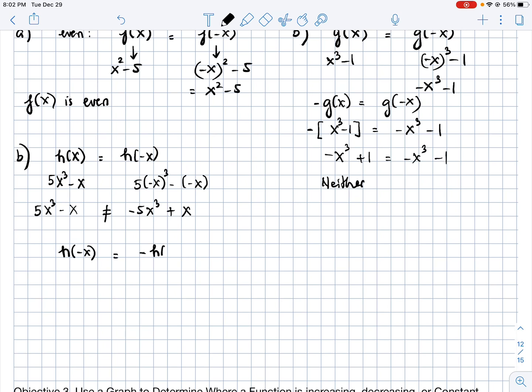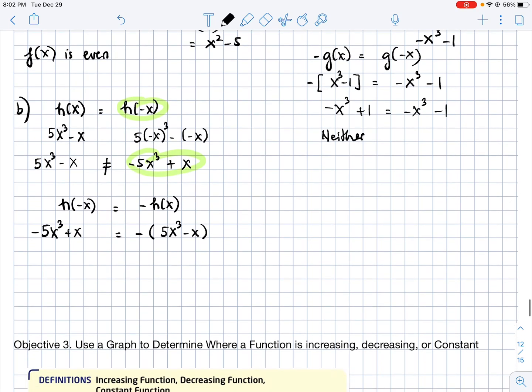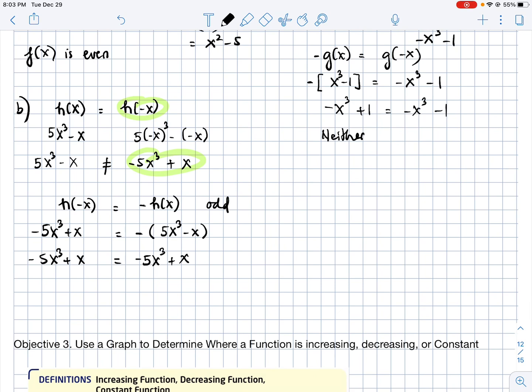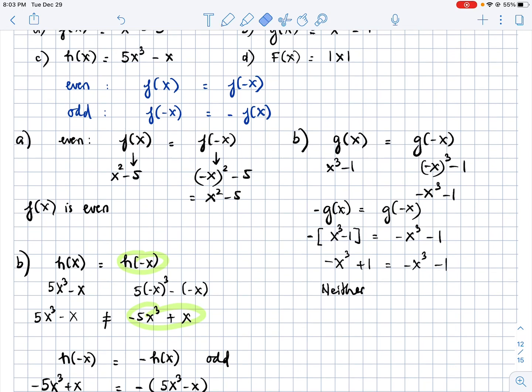Now we do the odd case. H of negative x equals minus h of x. Negative of 5x cubed minus x. We replace h of x from the original problem. And for the left hand side, we already calculated h of negative x is negative 5x cubed plus x. Now let's open the parentheses. And what do we see? Both sides are the same. So this is the odd case, and we check it's satisfied. Then we conclude that h of x is odd. And this problem is problem C, right?